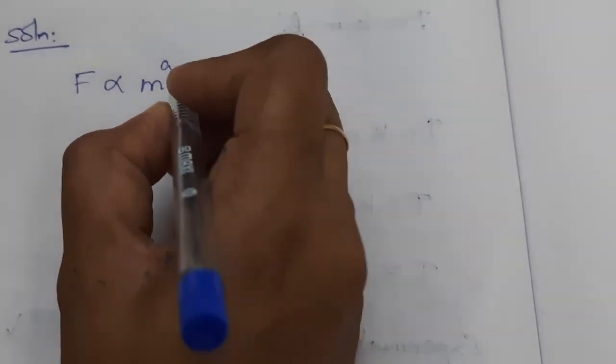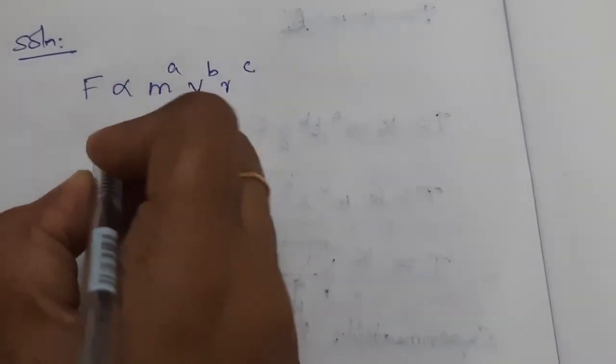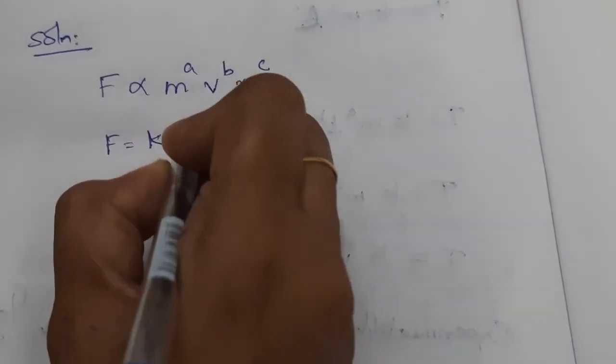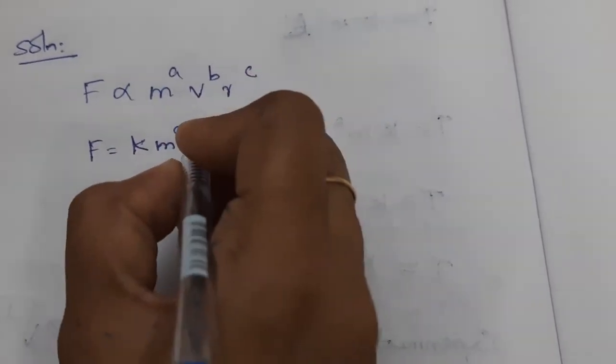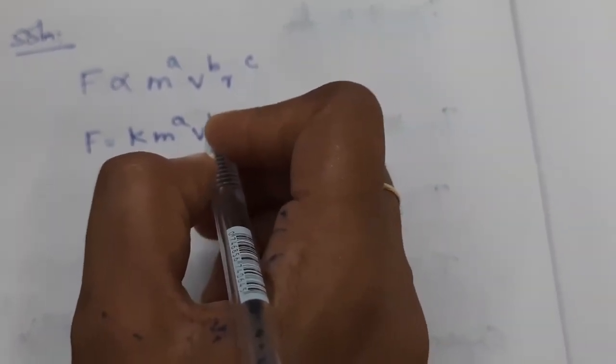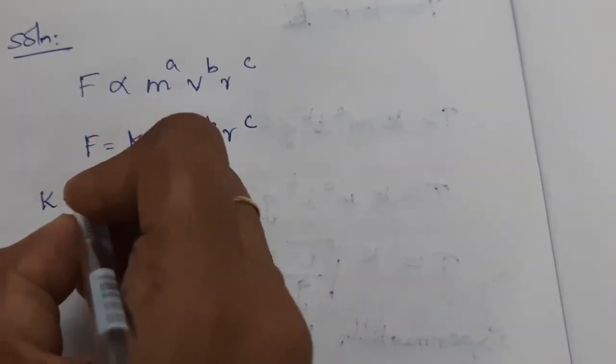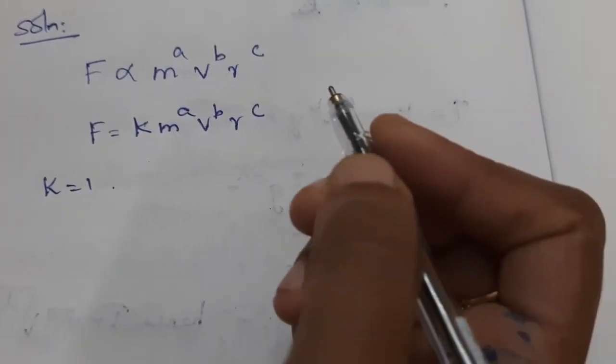So according to the problem, we can write the formula. The force depends upon the mass of the body, so m power a, velocity v power b, radius r power c. It can be written as F equal to k m^a v^b r^c. Obviously the value of k is equal to 1, so it has no dimension also.